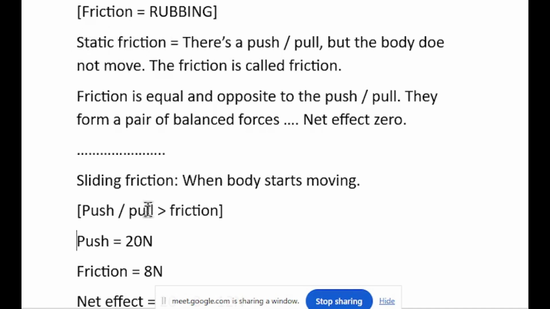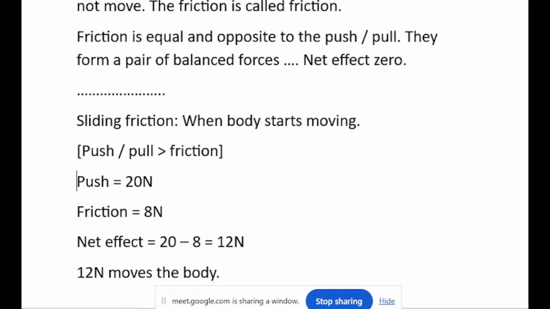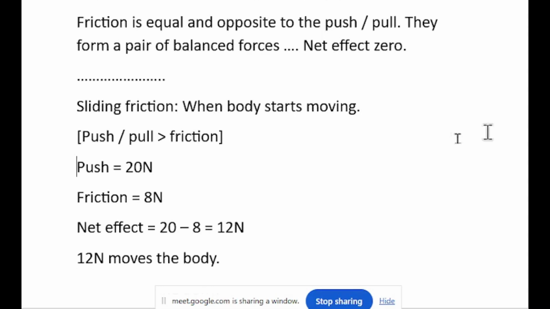If both are 8 newtons, you are pushing with 8 newton force, and the force of friction is also 8 newtons, then the net effect is 0. The body does not move, then it will be static friction. But if your push or pull is more and friction is less, then after subtracting, 12 newton force will move the body. In that case, this is a sliding friction.